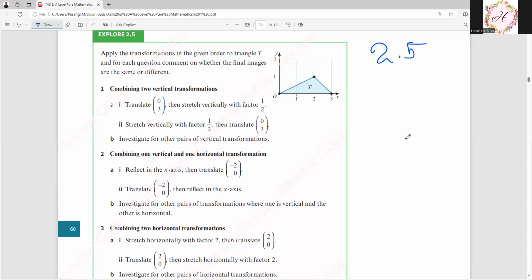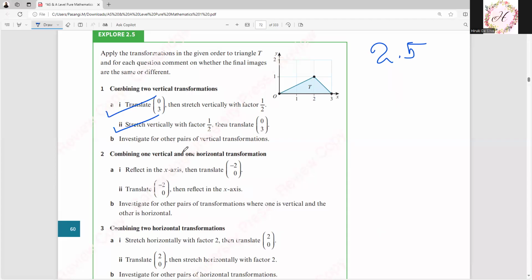Okay, that is done. So, did you do the first one? Yeah, I did the first one. I did part one and part two. Both of them end up the same. Ah, right. Both of them are the same, right? Investigate for other pairs of vertical transformations. Okay, that is done. What about the second one?